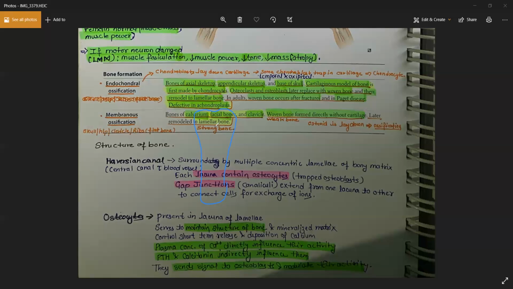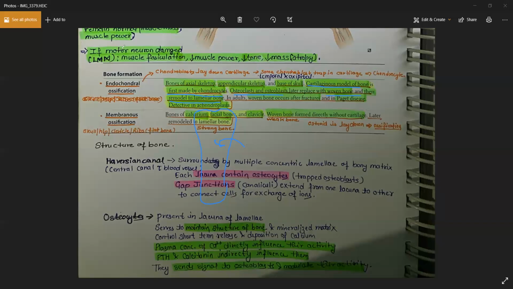So first you will have the cartilaginous bone model, which is made by the chondrocytes, and then the osteoclast cells and the osteoblast cells will come there, and they will replace this cartilaginous bone with the real bone by the calcification of this bone. They will replace this with the woven bone, and then the lamellar bone. Is that okay?